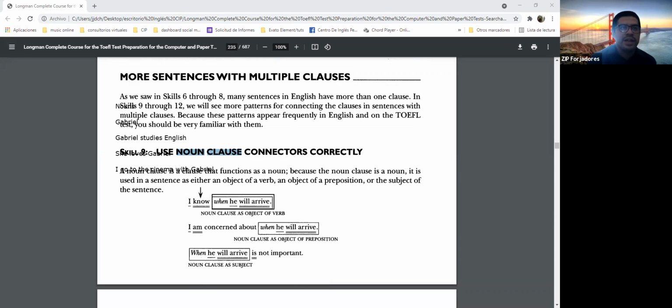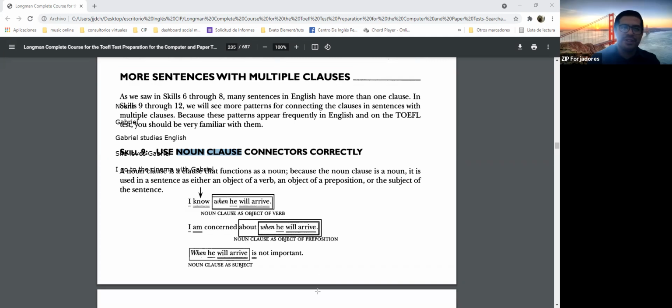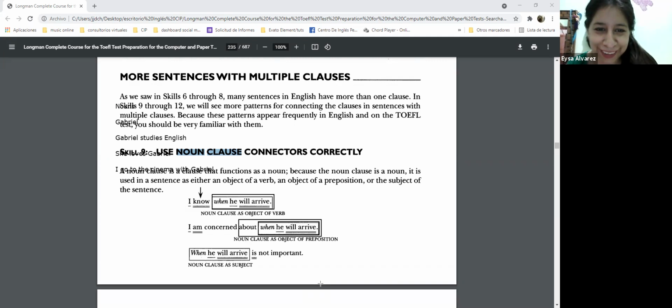I am concerned about when he will arrive is the same, but instead of the object of the action, it is going to be the object of the preposition about. All right, this is the prepositional phrase from about to arrive, and this one is the object of the preposition. All the clause, all the sentence, is the object. It is a little bit confusing.